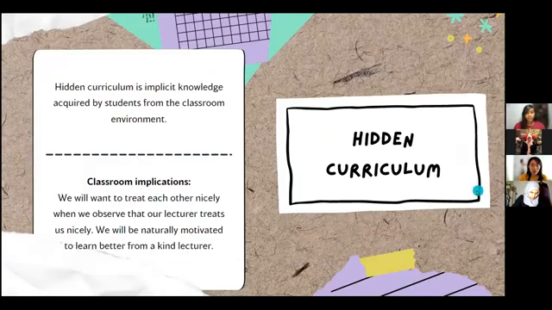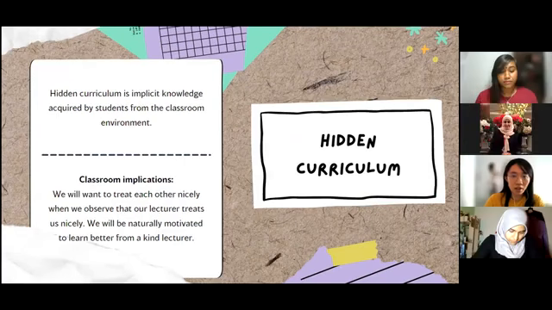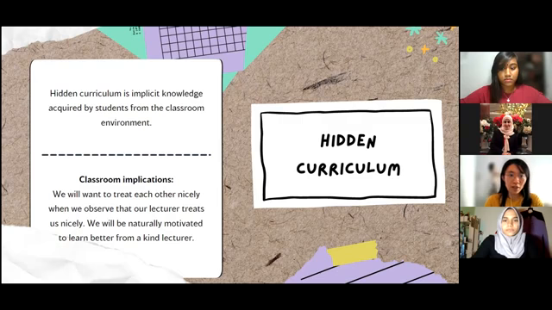And then the last curriculum that we have is the hidden curriculum. So hidden curriculum is, as its name suggests, hidden. So it's not directly passed on from the teacher to the student. But hidden curriculum is implicit knowledge that students acquire from the classroom environment or even from the school environment. So from the classroom perspective, an example of hidden curriculum is how we treat each other in the classroom.